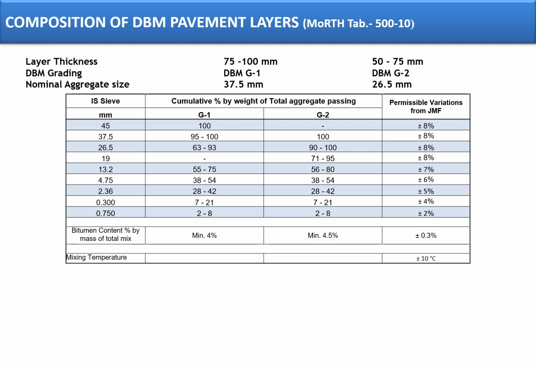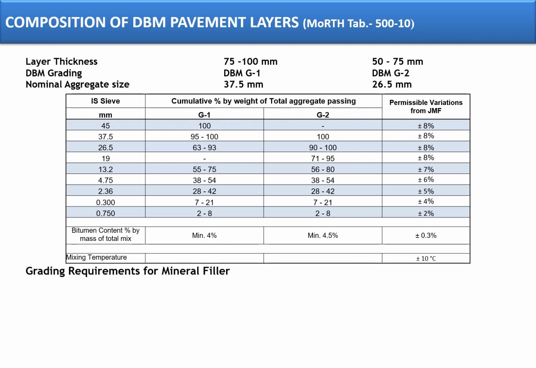As rightly said, the nominal size of aggregate is 37.5 because 95 to 100% of the material is passing through this sieve, and in grading 2, 26.5 is the nominal size of the aggregate because 90 to 100% of the aggregates are passing through this particular sieve. The maximum size of aggregate for grading 1 is 45, and for grading 2 is 37.5. So when you go for a design of a DBM, either grade 1 or grade 2, you need to satisfy these grading requirements first by combining different aggregates, which are 40, 20, 10 and stone dust.